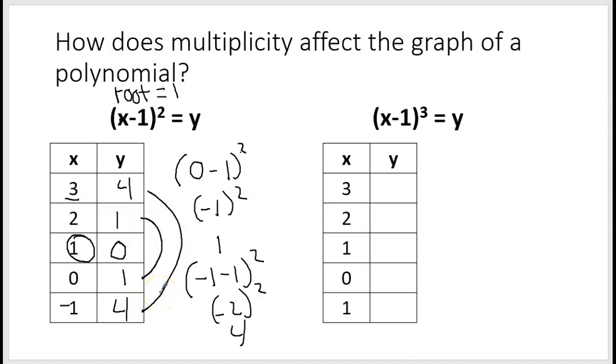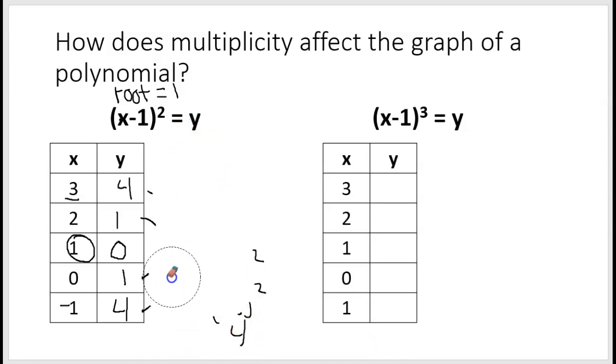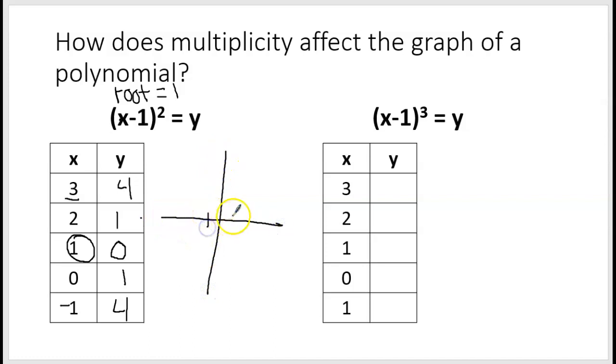All right, so let's graph this, and I want you guys to observe what happens here, and then I'll talk about what effect multiplicity has on a graph, okay? So I'm going to plot these points. My x values need to go from -1 to 3. My y values need to go to 4. So at 3, I have a y value of 4. At 2, I have a y value of 1.